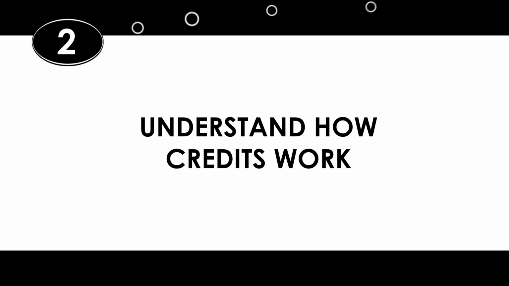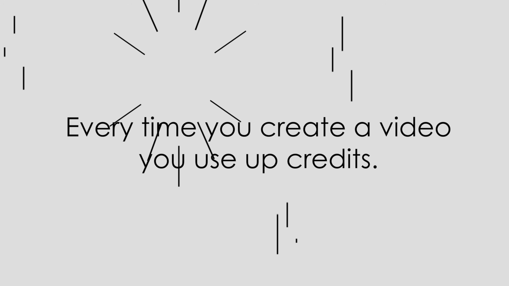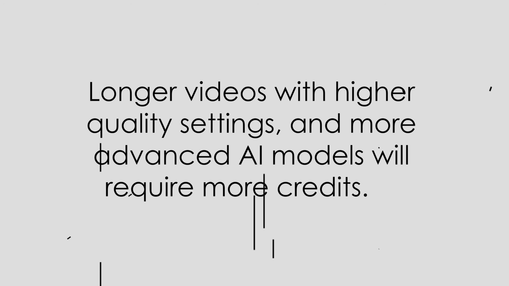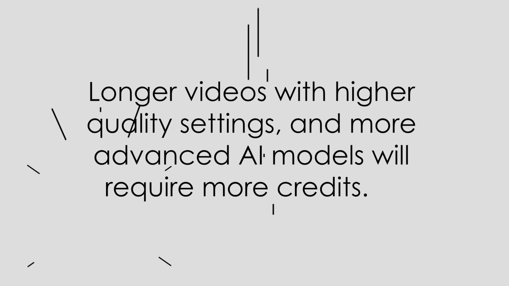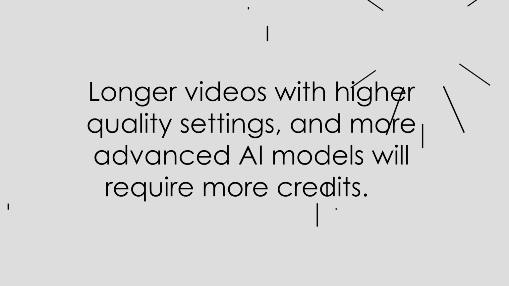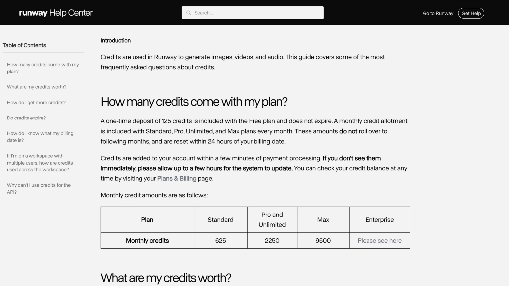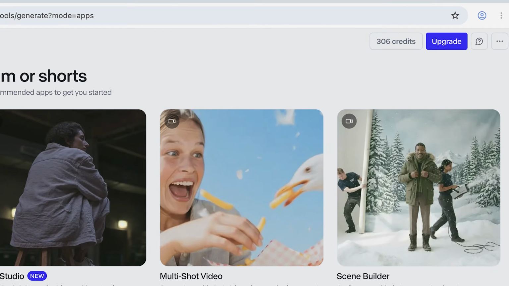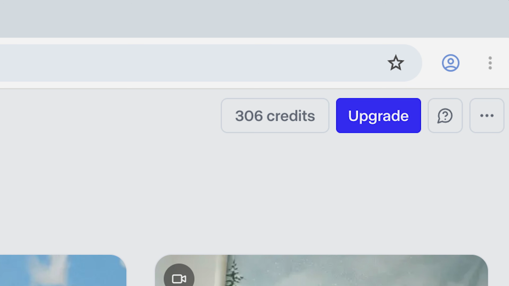2. Understand how credits work. Before generating any videos, it's important to understand Runway's credit system. Every time you create a video, you use credits. Generally speaking, longer videos with higher quality settings and more advanced AI models will require more credits. At the time of the making of this video, the free version of Runway starts you off with 125 one-time credits that don't expire. You can always check your available credits here on your account dashboard.